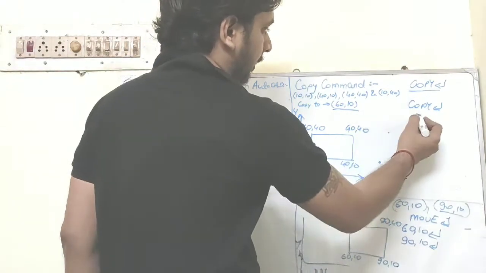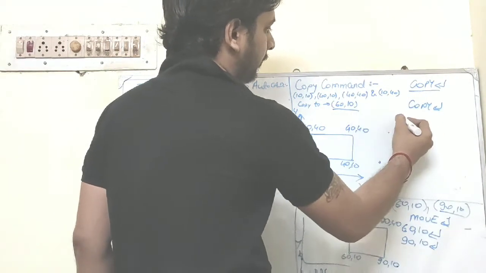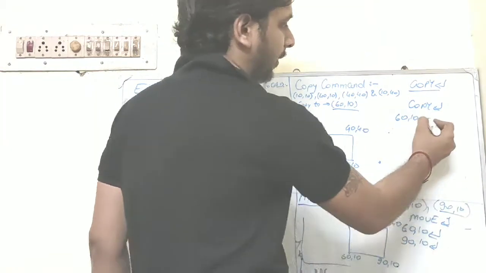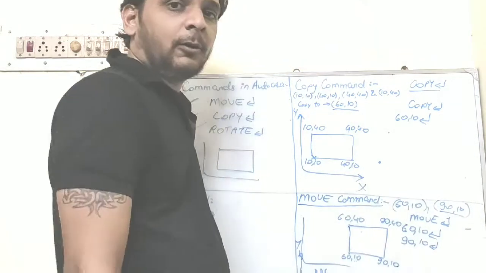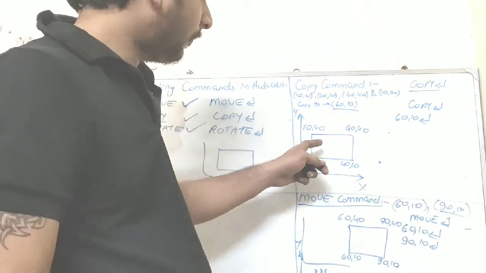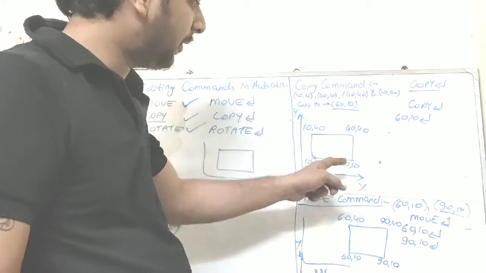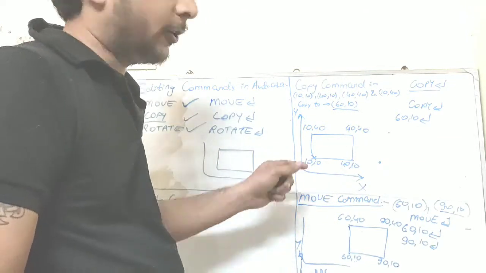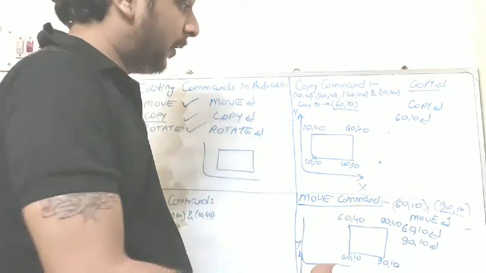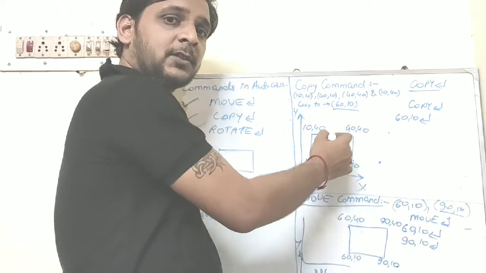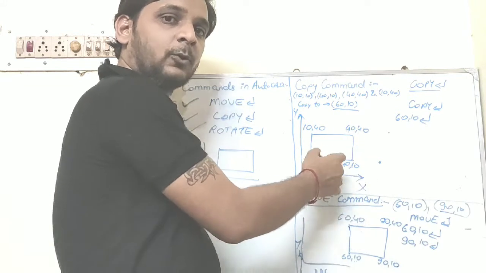Okay, so at the command prompt type 60 comma 60 and press enter key. Now the computer will ask you to specify the corner, from which corner point you want to copy, or you want to pick this object. Specify the corner point from which you want to pick the object to copy.